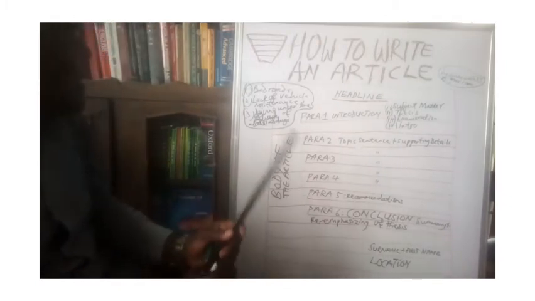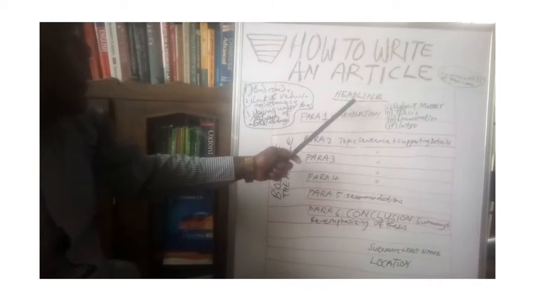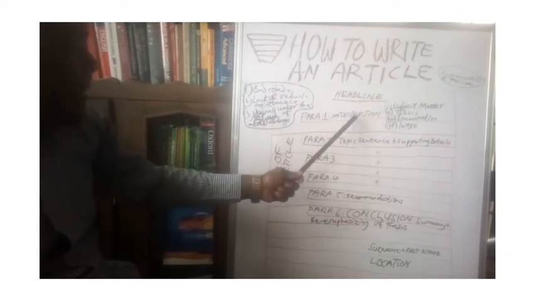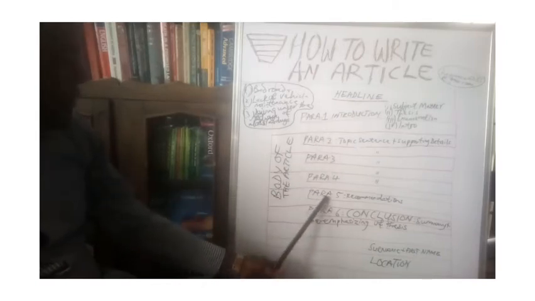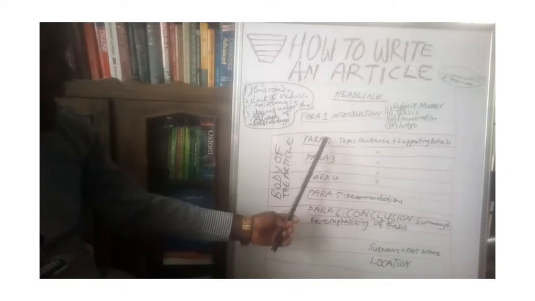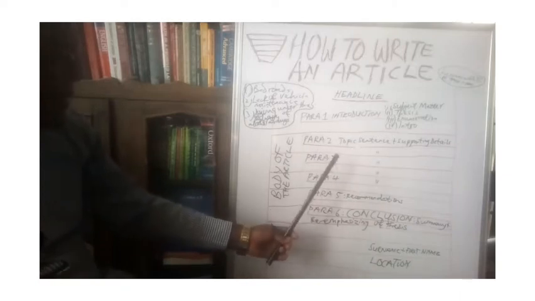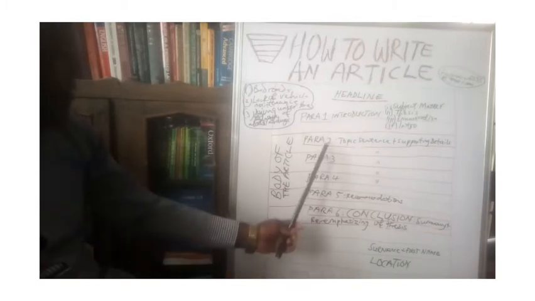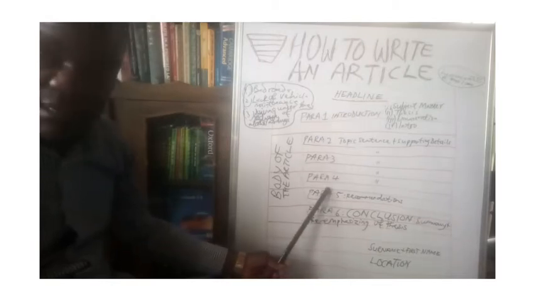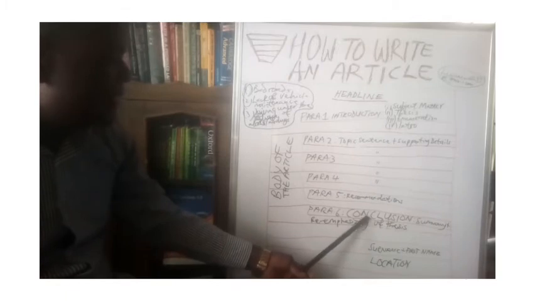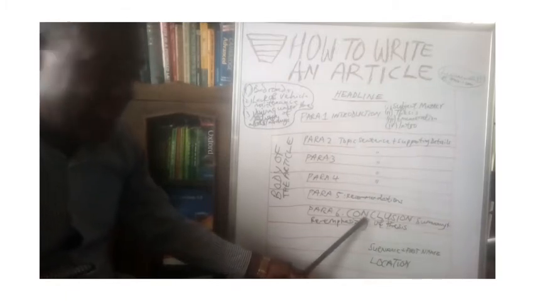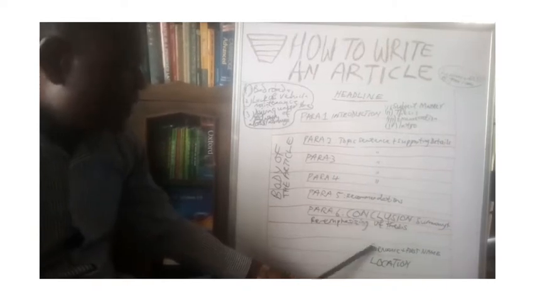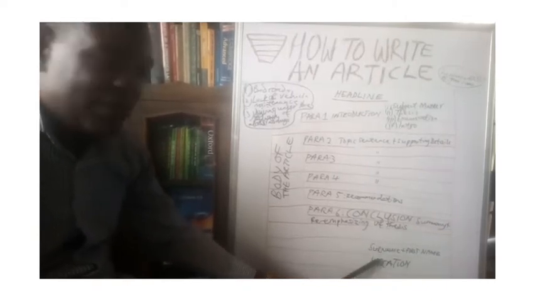Now, let's get started. Now, an article has some definite parts: the headline, the introduction, the body of the article, which is made up of various paragraphs. Here we have articulated paragraph 2, 3, 4, and 5, depending on the number of points that you want to discuss within the body paragraphs. And then the next part of the article is the conclusion. Of course, we have the writer's name and we have the location.